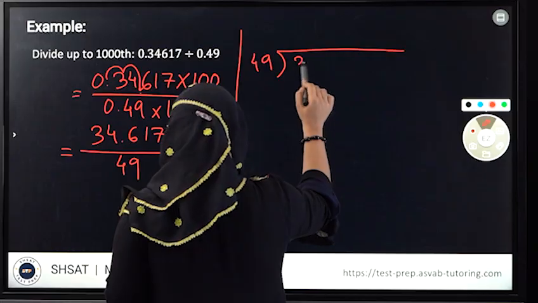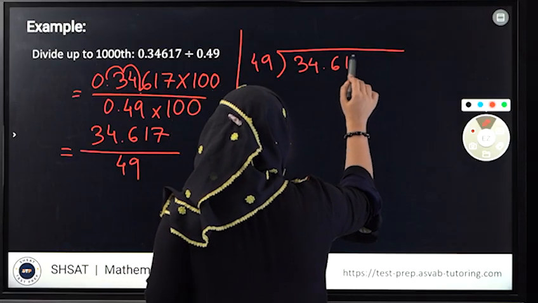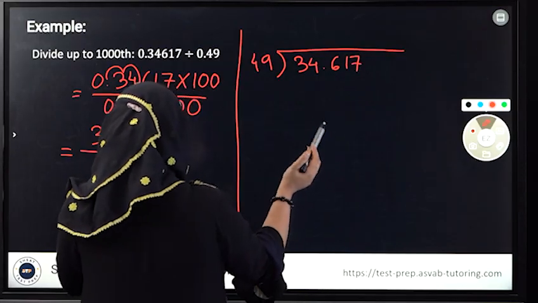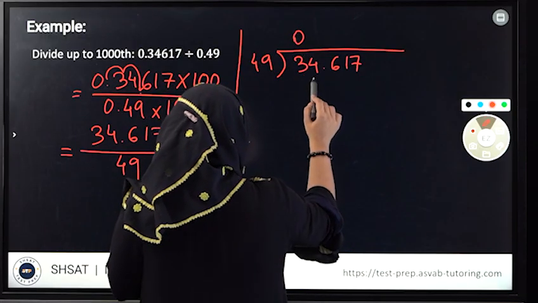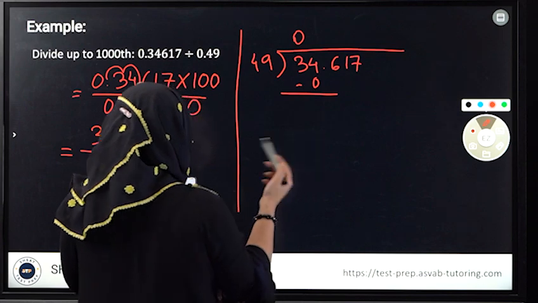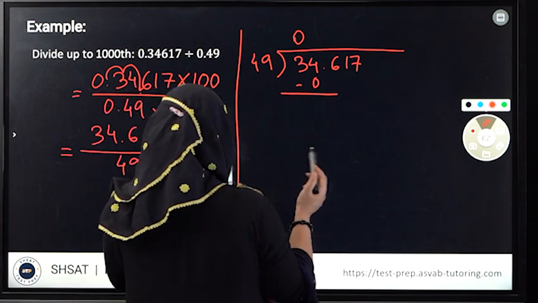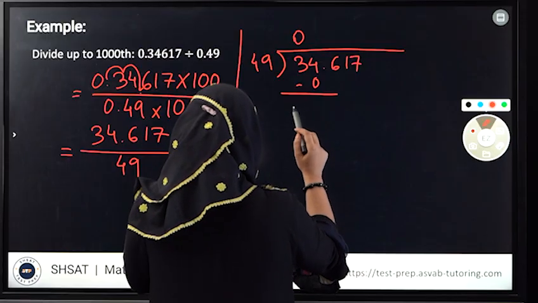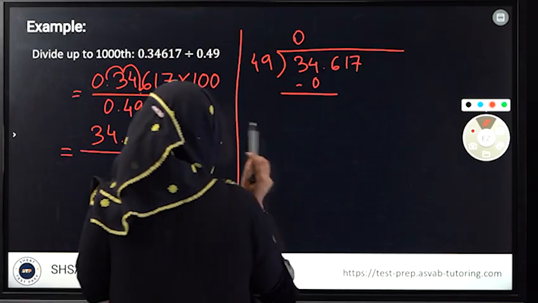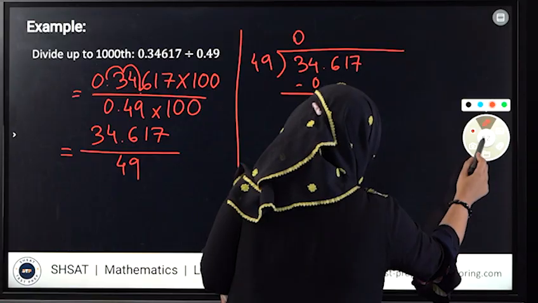So that gives me 34.617. So if it's 49 with that, let me just try to do 49 times 0 first. So that's just 0 because we know it's 49. So if we do that, that just gives me what? Okay, we don't need to do that 0.